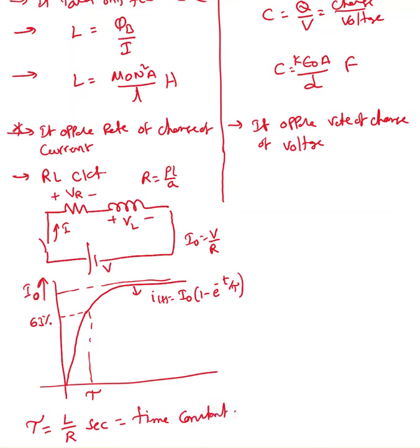Now the voltage drop across the inductor is going to go down. This is VL, that's nothing but V naught times e to the power of minus t over tau. So this is the voltage drop across the inductor, and that's the current passing through the inductor in the RL circuit.